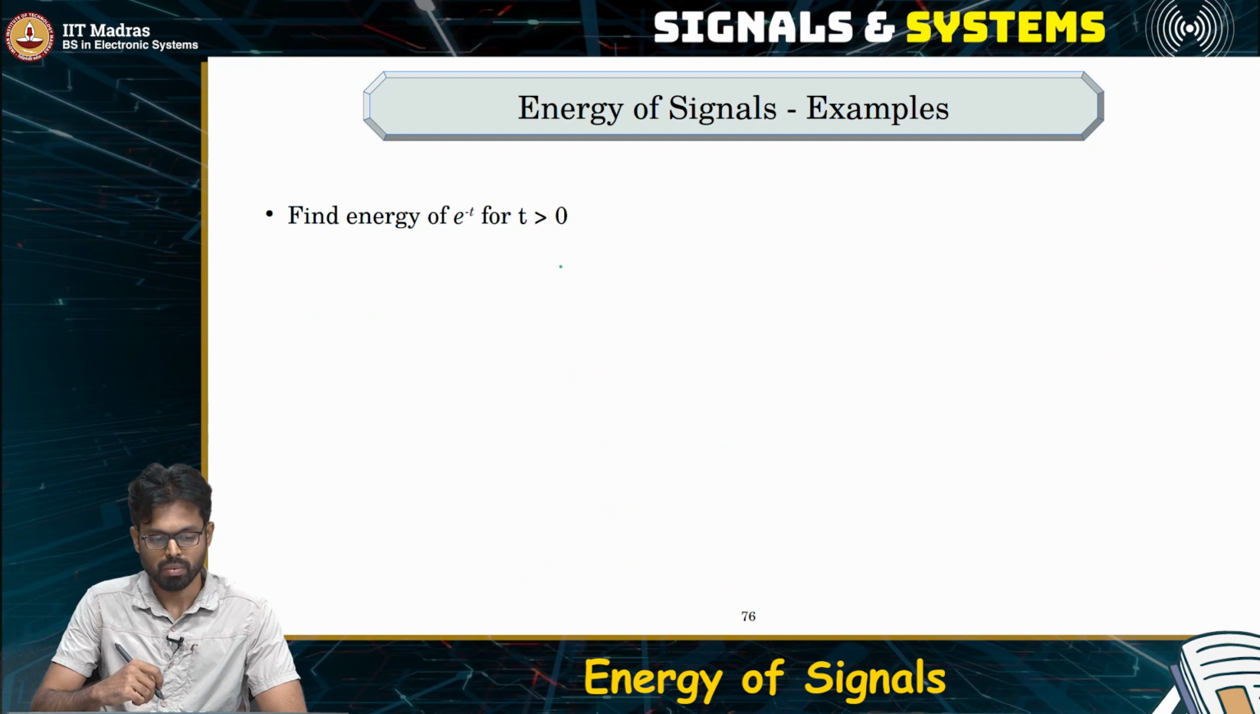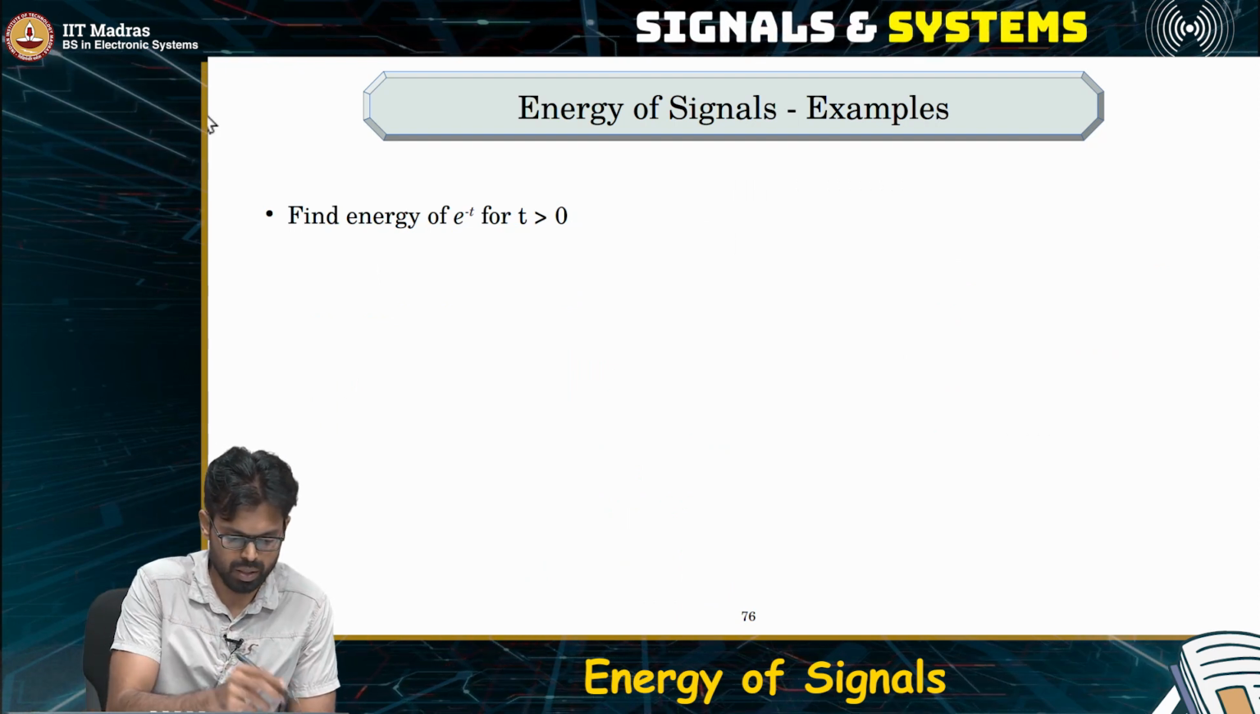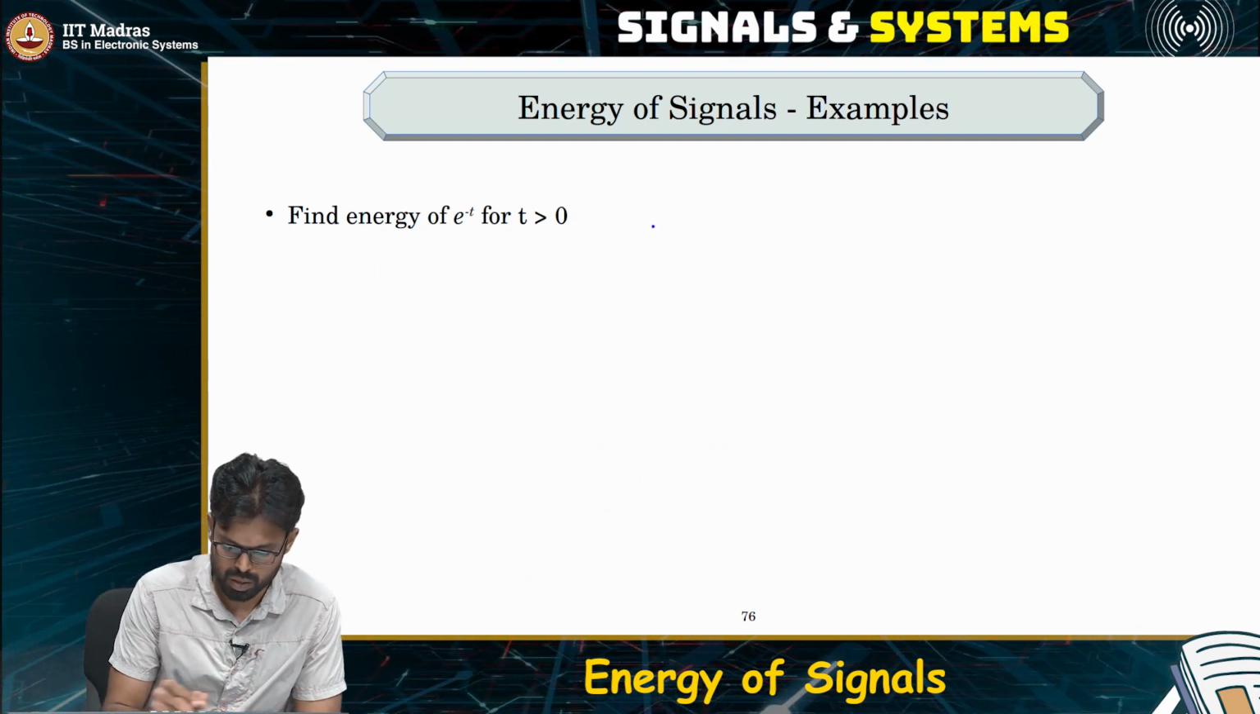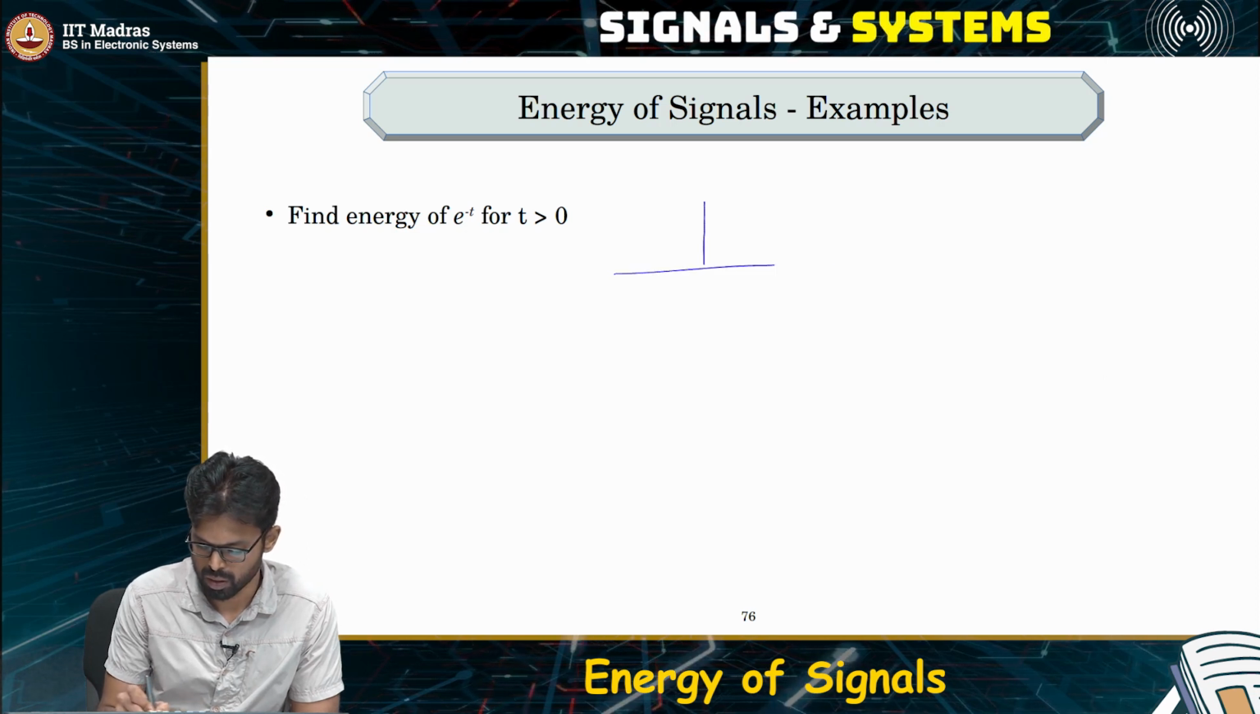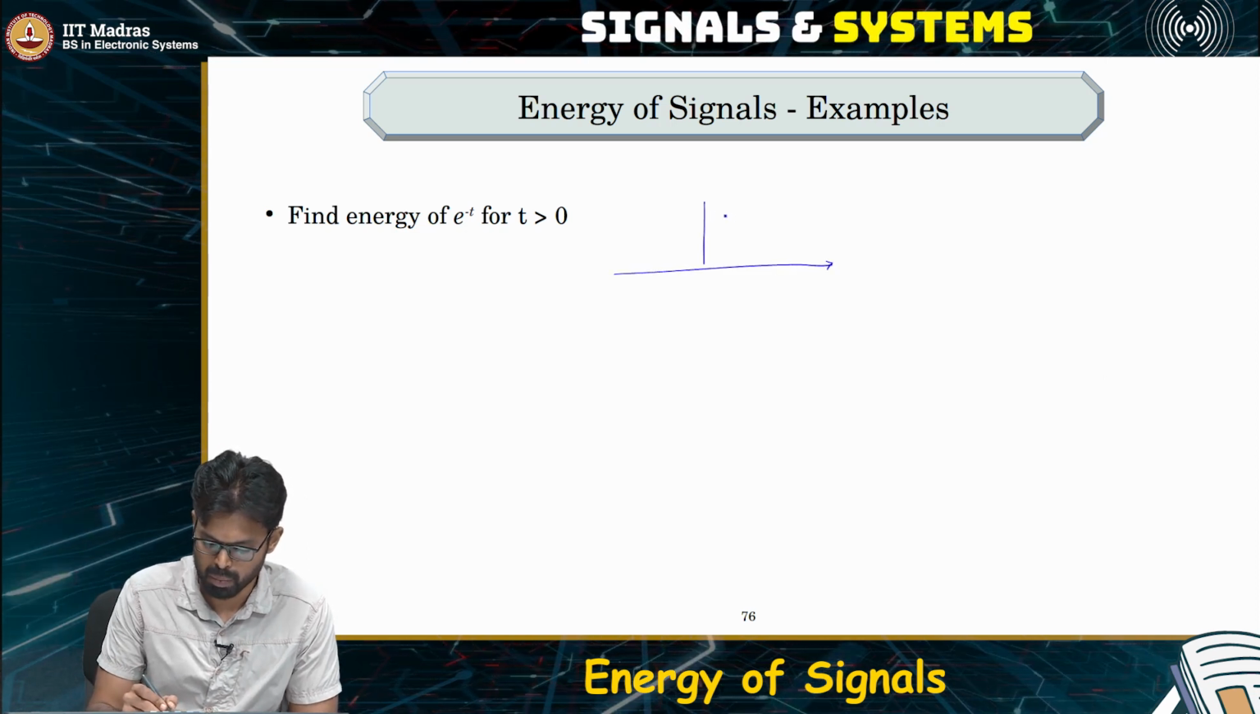Okay. Now we have another signal. Let's find its energy. This signal that we have here is e power minus t.